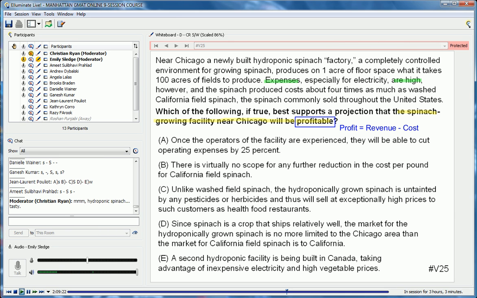So Andrew's absolutely right to seize upon or pay special attention to this premise given up here that has to do with one piece of that equation. If expenses are high, that's kind of a negative. It is a negative for the Chicago facility. It tells you that if you want to strengthen this argument, you might want to hone in on something that sort of counteracts that.